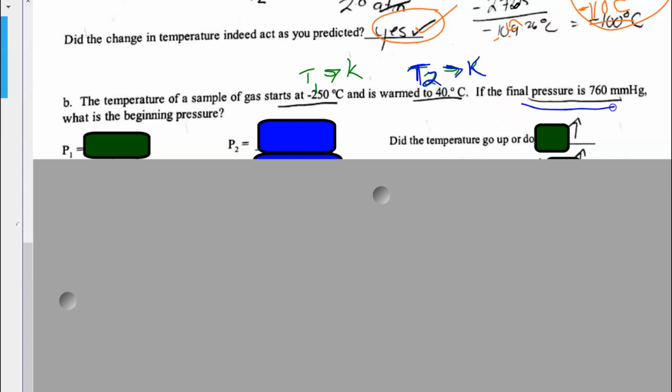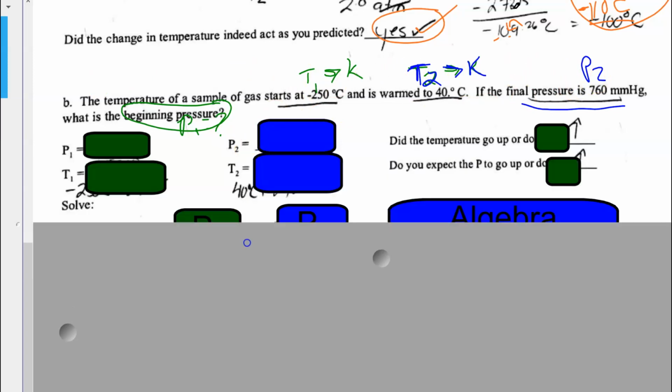The final pressure, P2, is 760. That should be familiar. That's standard pressure. That's 1 atmosphere. What is the beginning pressure? Pressure 1 equals question mark. That's the initial diagramming you want to do every time. Identify what you know, what you're given. Try and keep them all separate from each other.